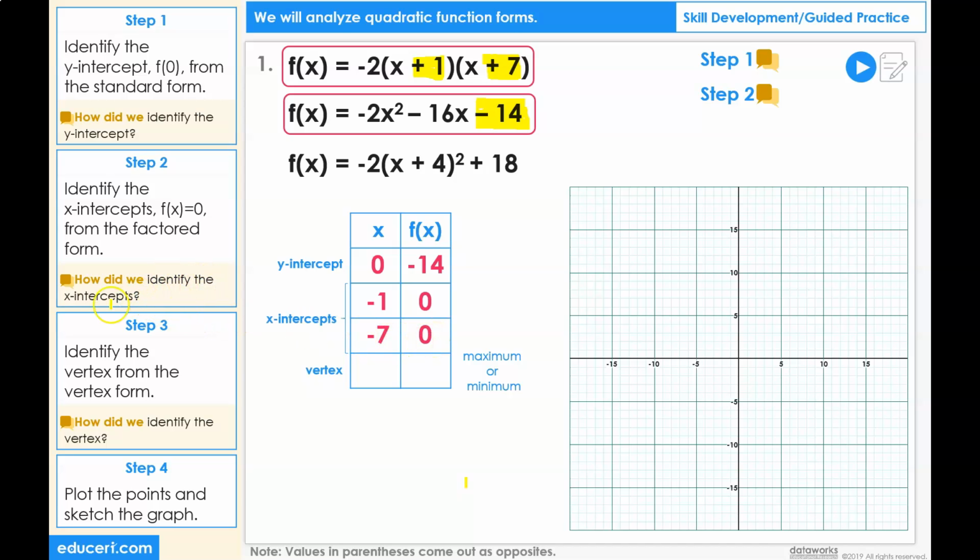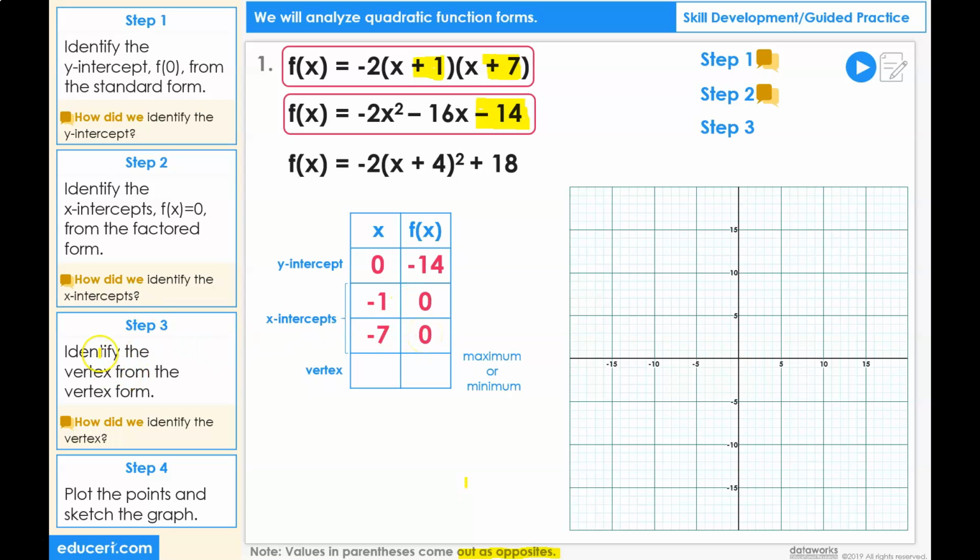How did we identify the x-intercepts? To identify the x-intercepts, we use the factored form of the quadratic function, and we remember that values in parentheses come out as opposite to create the x-intercept ordered pairs.